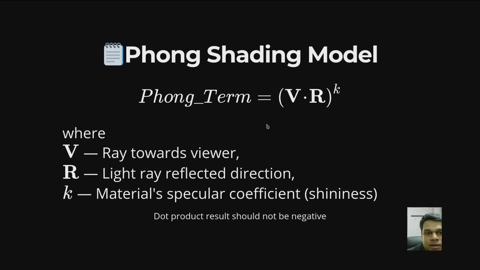As you can see here, I have written this formula: Phong term equals V dot R to the power K, where I've just changed that S to K. V, as I said, is the ray towards the viewer, towards your eye. R is the light ray's reflected direction, and K is a specular coefficient or shininess. This is similar to our diffuse coefficient that we learned earlier, except that it's now a power.